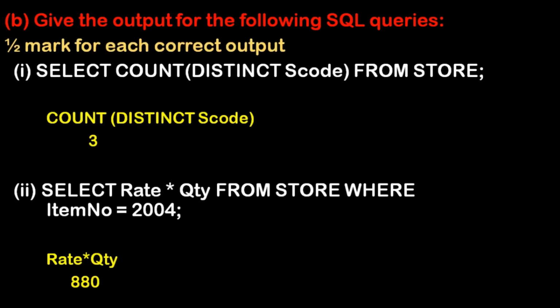Okay, so half mark for each correct output. Here while writing the answer, you write along with the heading. So count distinct of S code is the heading, that also you write, and write the answer. And then rate into quantity is the heading here, and along with that you write the value, 880. Okay, no confusion here. Okay, we'll move on to the next one.